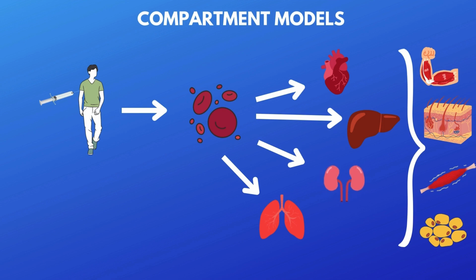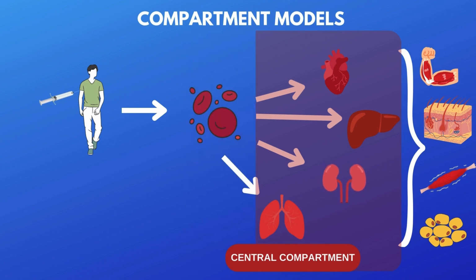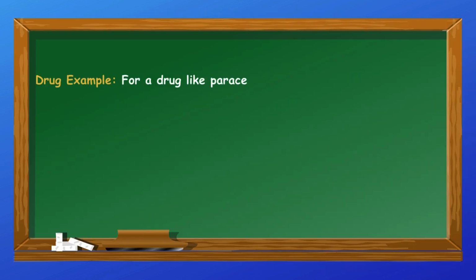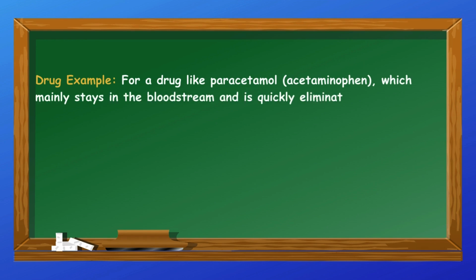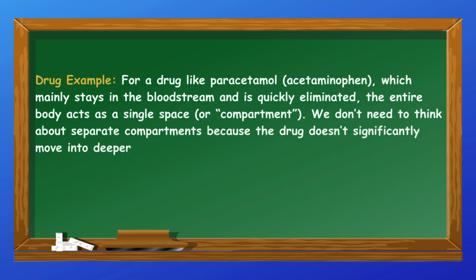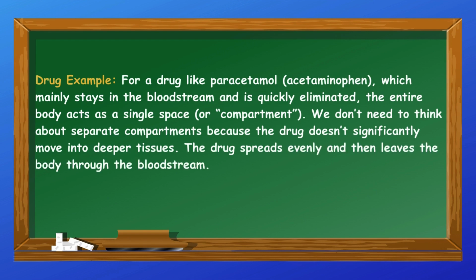Now in compartment models, the whole body is divided into compartments. They name these organs as the central compartment and the remaining tissues, muscles, etc. as peripheral compartments. Now let's look at some real-life examples. For a drug like paracetamol, which mainly stays in the bloodstream and is quickly eliminated, the entire body acts as a single space or compartment. We don't need to think about separate compartments because the drug doesn't significantly move into deeper tissues. The drug spreads evenly and then leaves the body through the bloodstream.